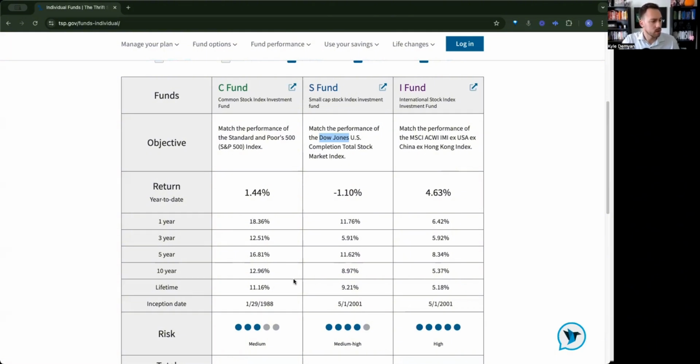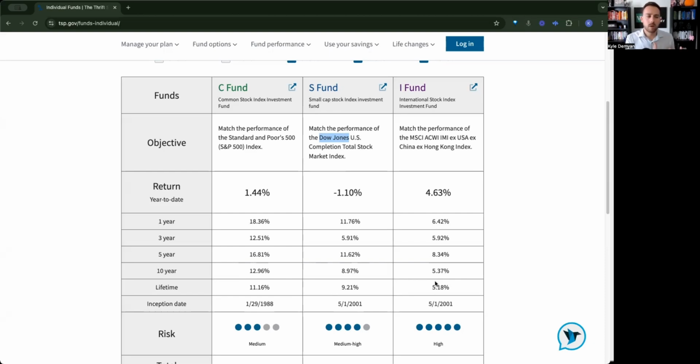fairly similar, fairly close. And so over the lifetime, the C fund has averaged about 11% returns over the last 10 years. The stock market has had a really great bull run. So it's averaged about 12.96% returns. The S fund, you can see about 9 and 9% returns over the last 10 years and over the lifetime. And the I fund, only about 5% returns over the last 10 years and life. It's not based on anything here in the United States.